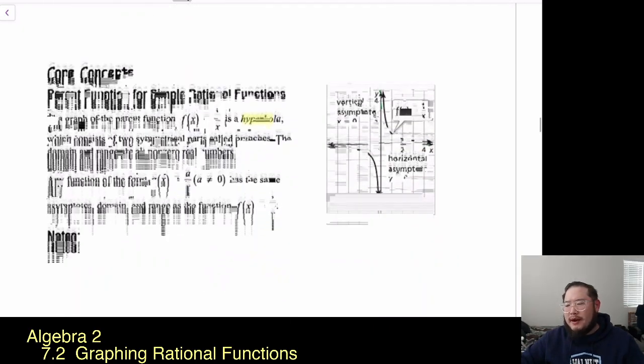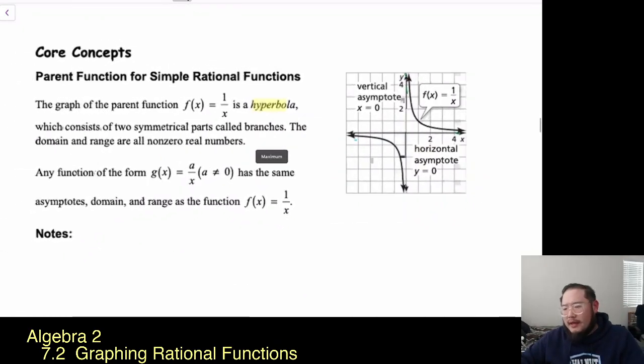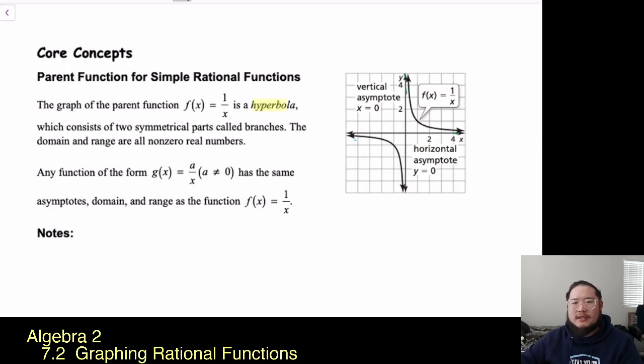So we take a look at the parent function right here, and the graph of the parent function is f of x is equal to 1 over x. It's a hyperbola, and it consists of two symmetric parts called branches. And these branches, let's go ahead and see how they form.